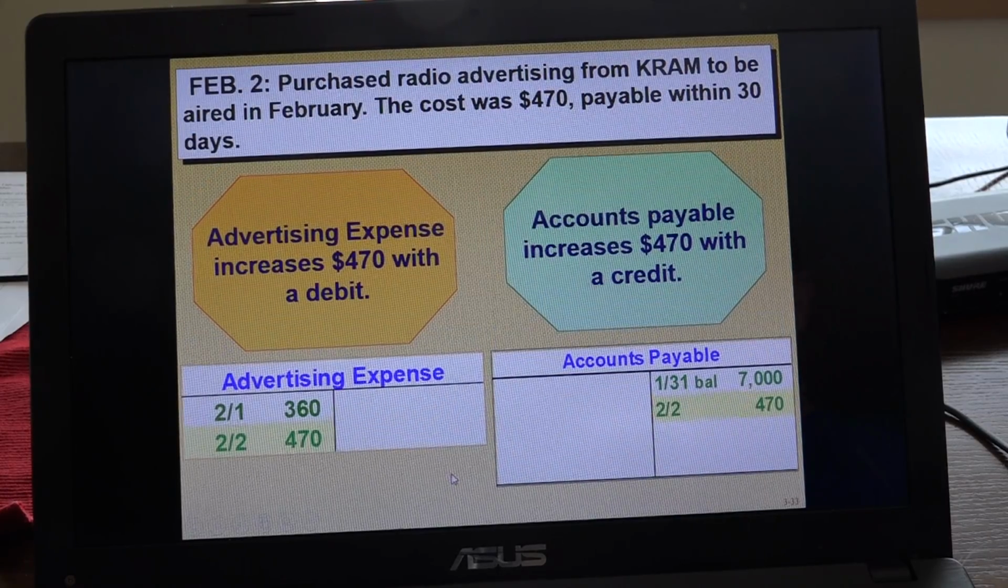On February 2nd, we purchased radio advertising from KRAM to be aired in February. The cost was $470, payable within 30 days. So we got another advertising expense. We debit in our journal entry $470 advertising expense and credit $470 accounts payable. And of course, again, we post to the various accounts as well. And so that's what you're seeing. Here's the effect of the posting.